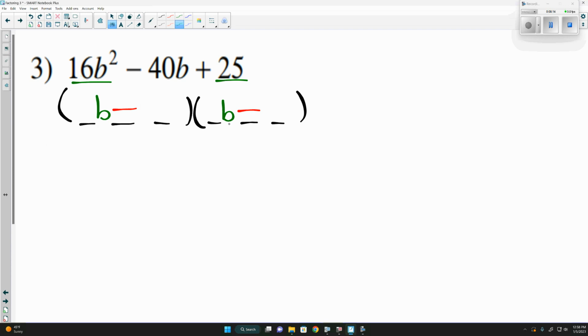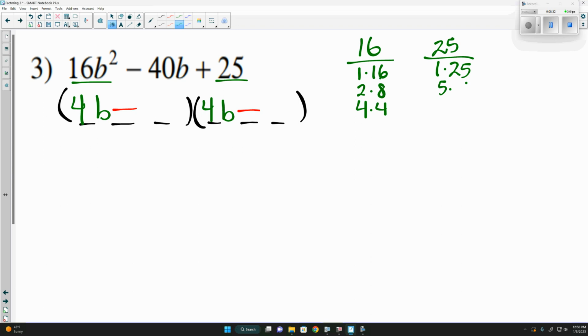Now the factors of 16. 1 and 16, 2 and 8, 4 and 4. I have a feeling we know which one we want. 4 and 4. 25: 1 and 25, or 5 and 5. 5 and 5. Yes. Squared.